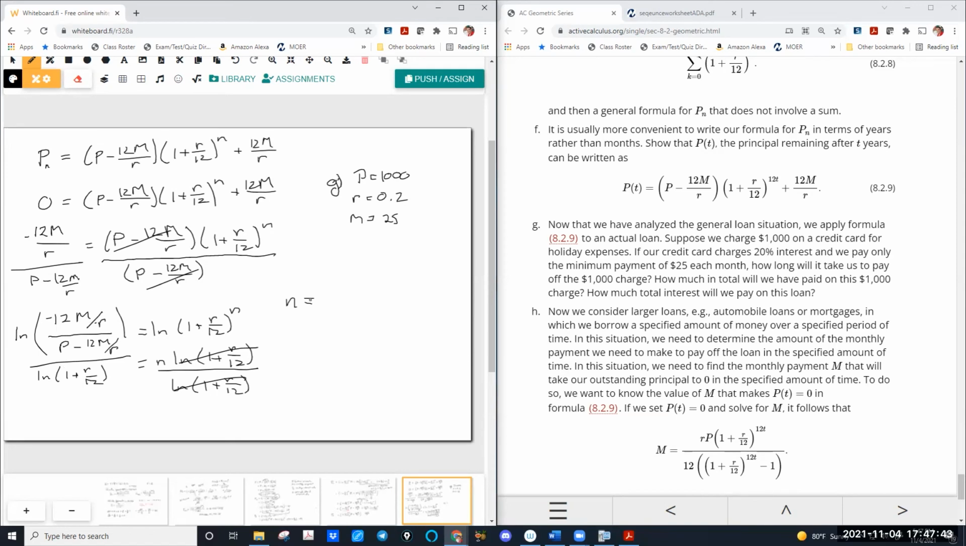So N equals natural log of negative 12 times M, which is 25, divided by 0.2, our interest rate, over our principal amount, which is 1,000, minus 12, and again, times 25 divided by 0.2. And then our denominator, ln of 1 plus 0.2 divided by 12.